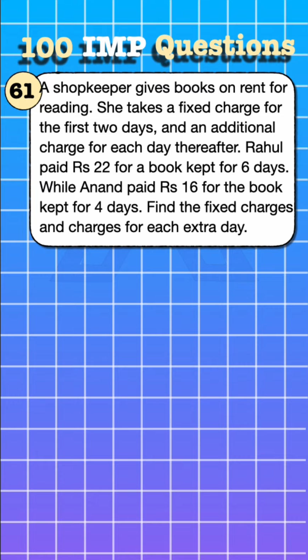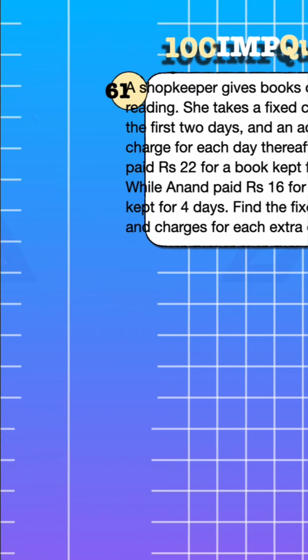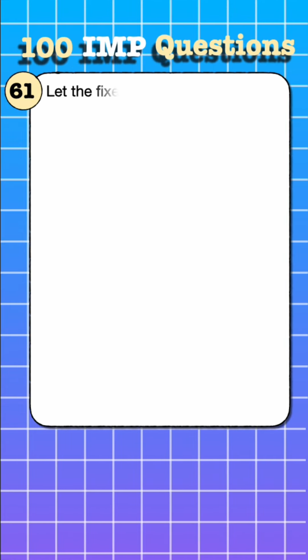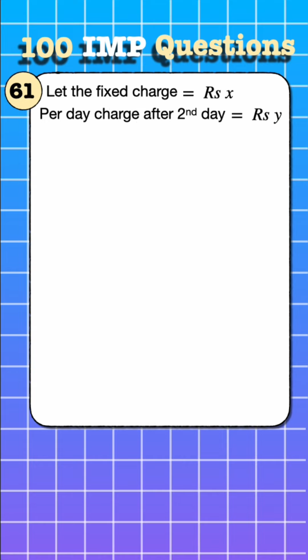Okay, so there is a fixed cost and there is a variable cost. Let's start. So first of all, let's assume that the fixed charge is X rupees, and then the variable charge from the second day is Y rupees. From the third day onward, we have to pay Y rupees extra for each day.